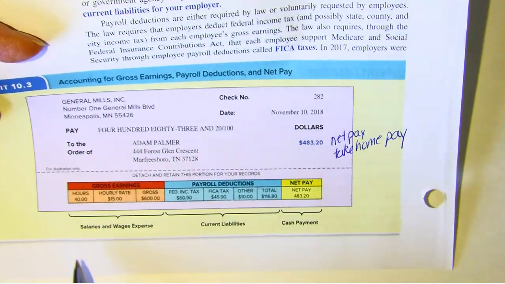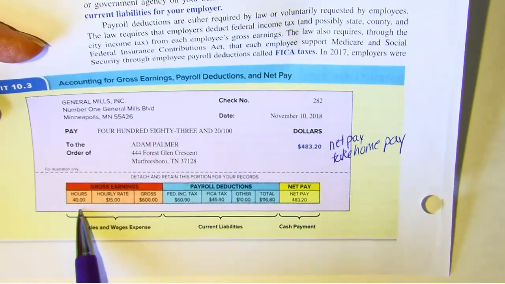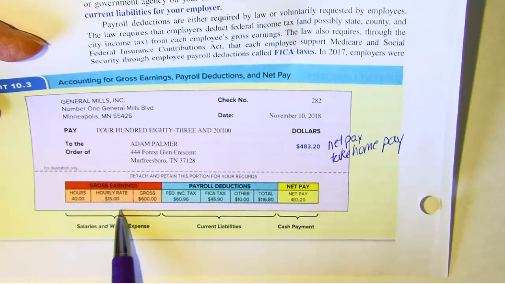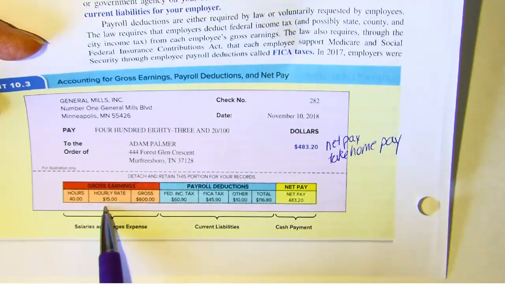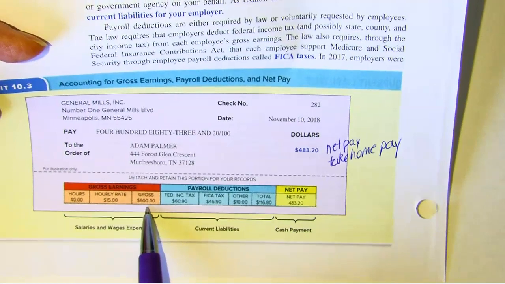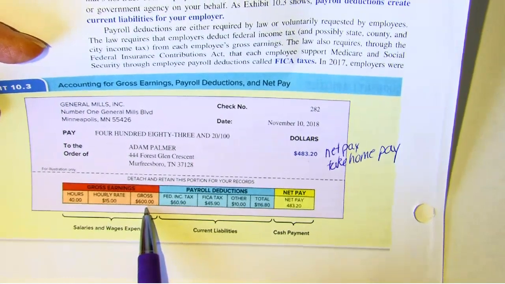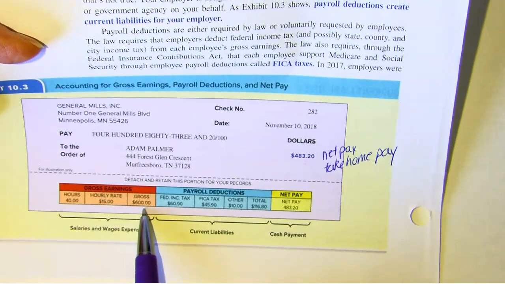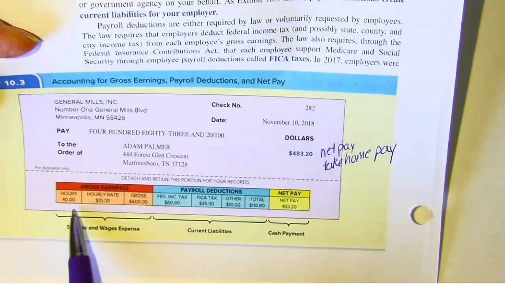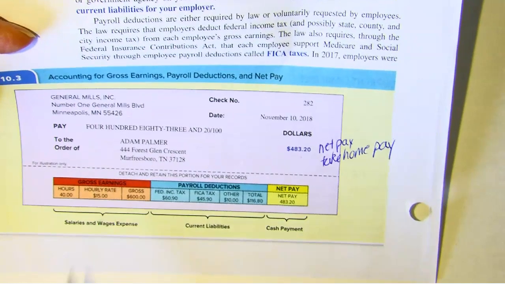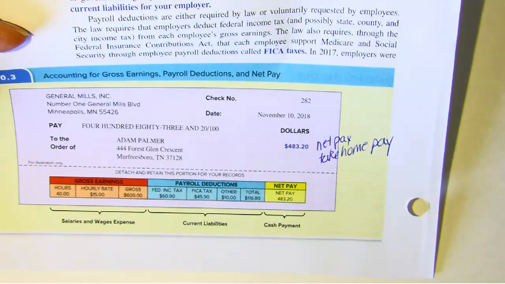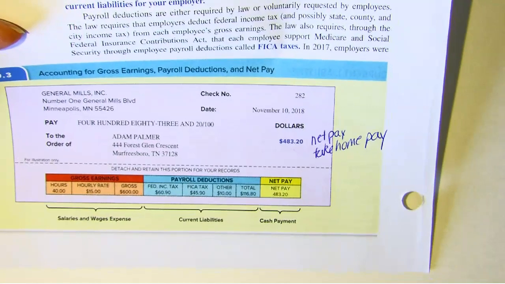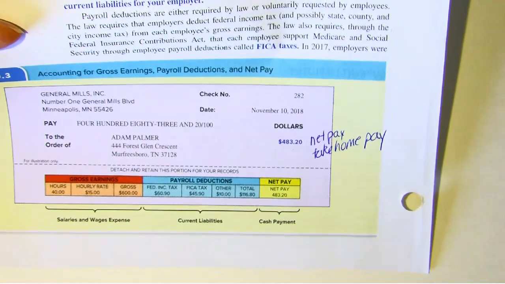Here we go. So Adam worked 40 hours. His hourly pay rate is $15 an hour, so we multiply the two to calculate his gross pay. So Adam is an hourly or wage worker. In order to calculate their pay, we would multiply hours times hourly rate. If Adam worked more than 40 hours, he would be eligible for overtime.